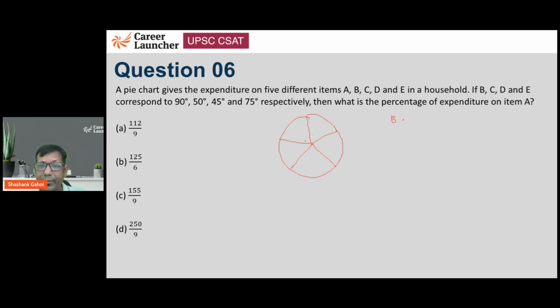ठीक है, बी कितना है 90, सी कितना है 50, डी कितना है 45, ई कितना है 75। सो अगर मैं सबको ऐड कर दूं तो कितना आएगा 140, 140 प्लस 120 260। टोटल एंगल 360 है, so उसमें से इन चार का सम 260 है, तो ए कितना होगा 100 डिग्रीज। So basically it is 100 degrees, but the question says what percent.